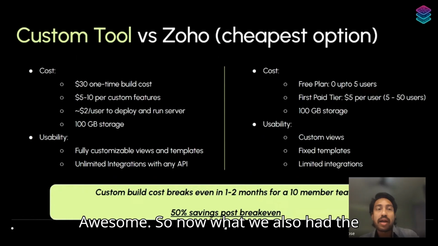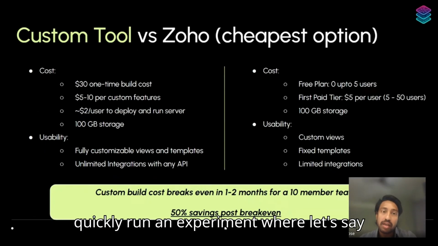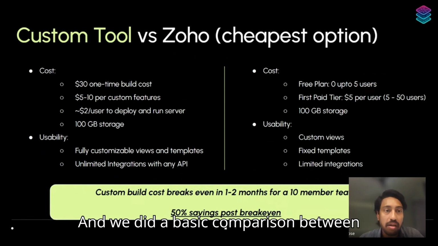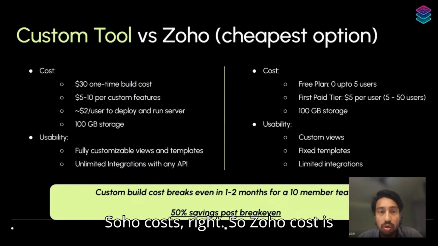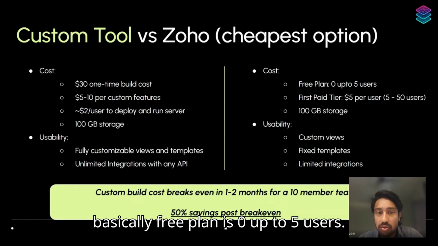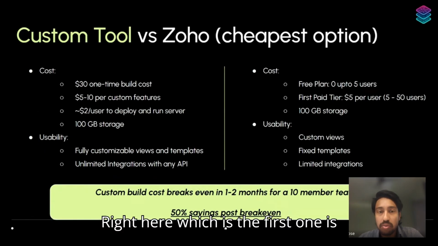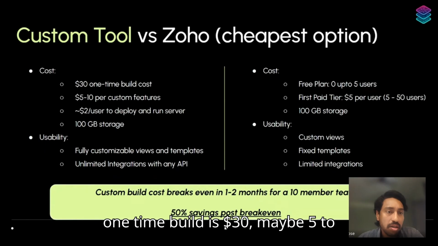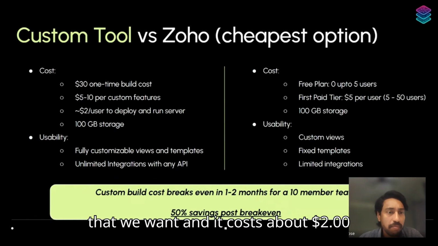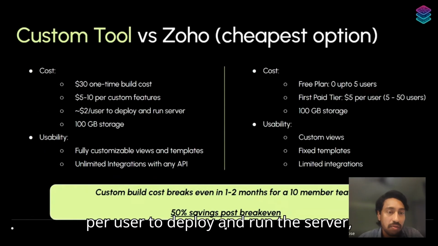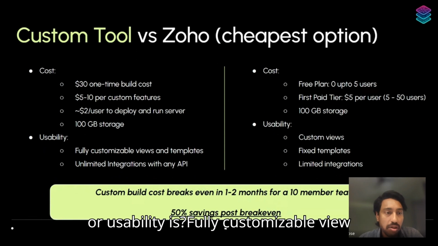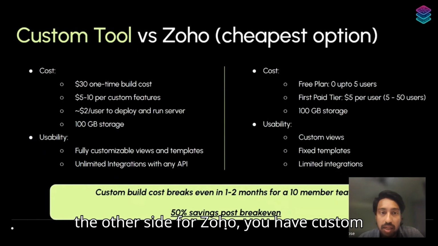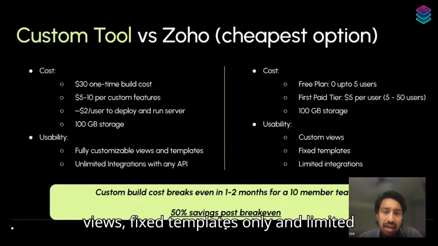Awesome. So now what we also had the option of was, right, we wanted to quickly run an experiment where, let's say you are building this particular tool versus you are buying. And we did a basic comparison between what the custom tool cost us and what Zoho costs, right? So Zoho cost is basically free plan is 0 up to 5 users. Paid tier, which is the first one, is $5 per user, between 5 to 50 users and 100 GB storage. Our cost, which was a one-time build, is $30, maybe $5 to $10 for additional custom features that we want. And it costs about $2 per user to deploy and run the server, same amount of storage, right? Advantages or usability is fully customizable view and templates for the tool that we made and unlimited integrations. Whereas on the other side for Zoho, you have custom views, fixed templates only, and limited integrations, right?